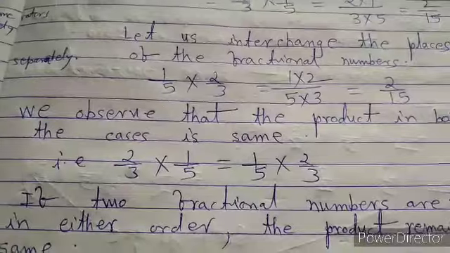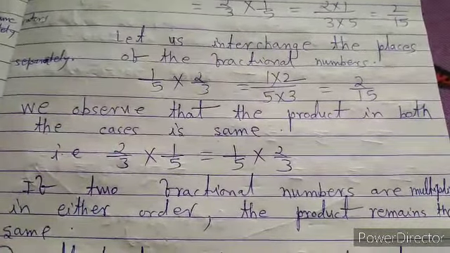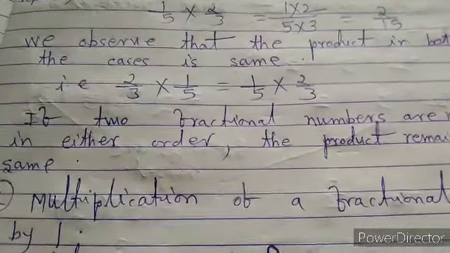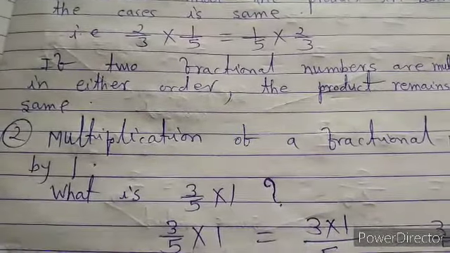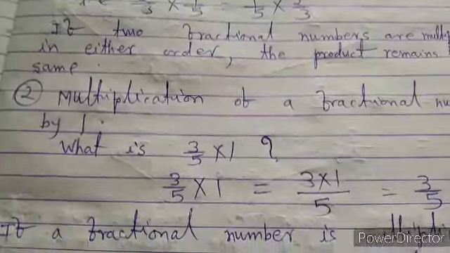If two fractional numbers are multiplied in either order, the product remains the same. This is also known as commutative law. That means changing the order of the fractional numbers, the product remains the same.